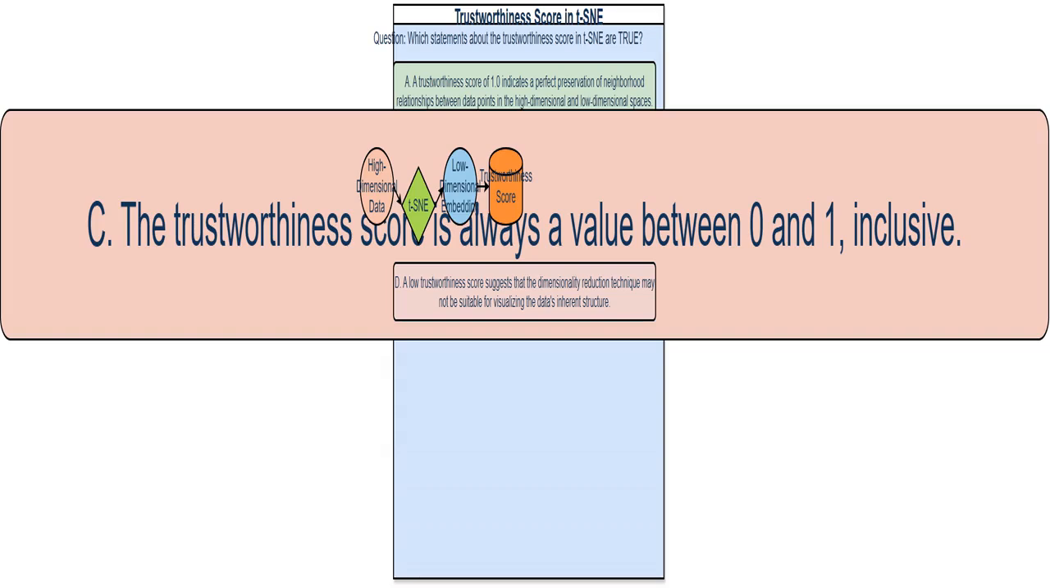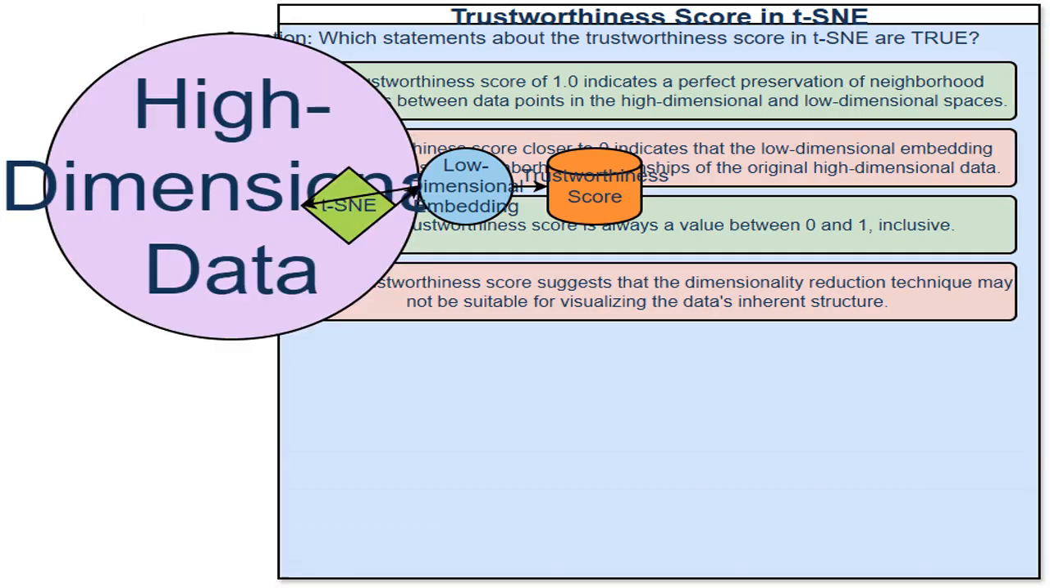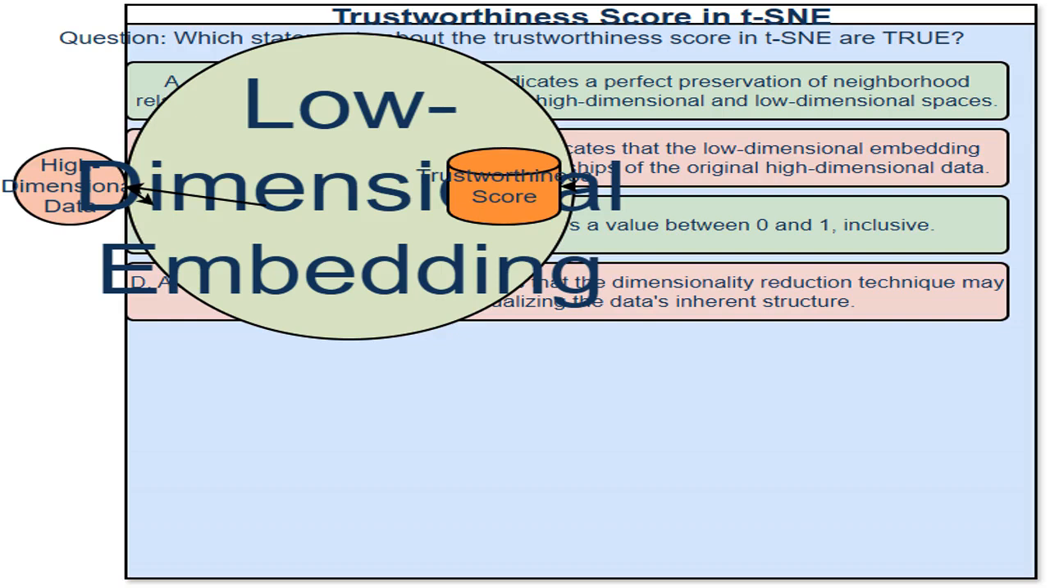I note this refers to data with many features or variables, making visualization difficult. I see this refers to the numerical result of the trustworthiness calculation, measuring the quality of the dimensionality reduction result. T-distributed stochastic neighbor embedding is the dimensionality reduction algorithm used in this case. I note this is the result of applying t-SNE, a lower dimensional representation of high-dimensional data that is easier to visualize.